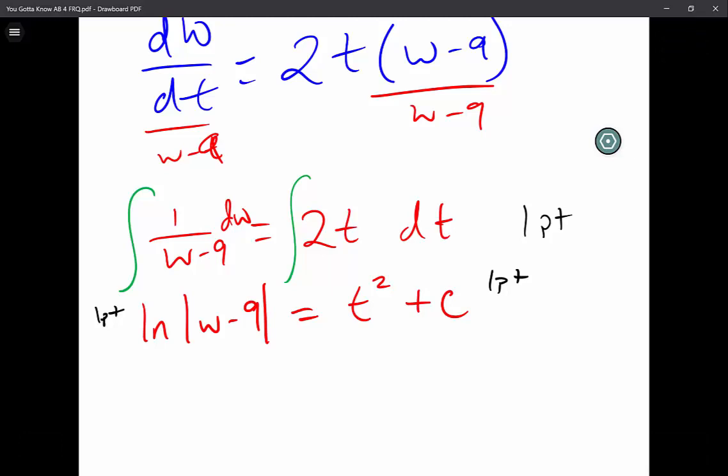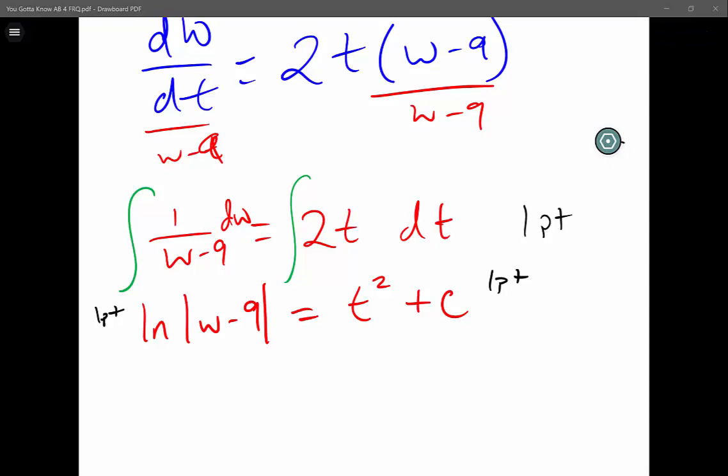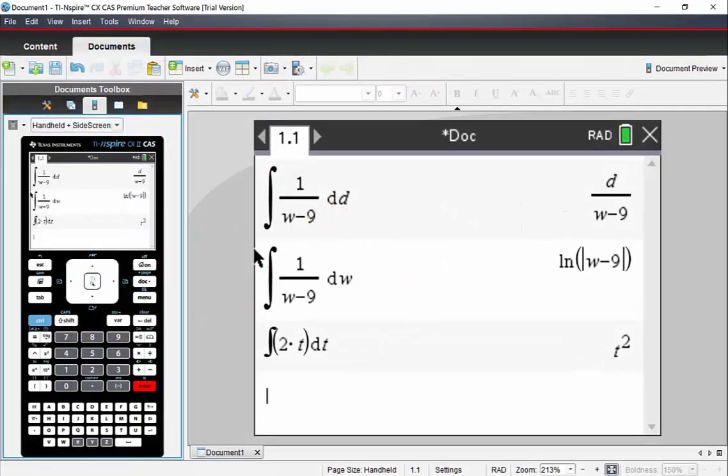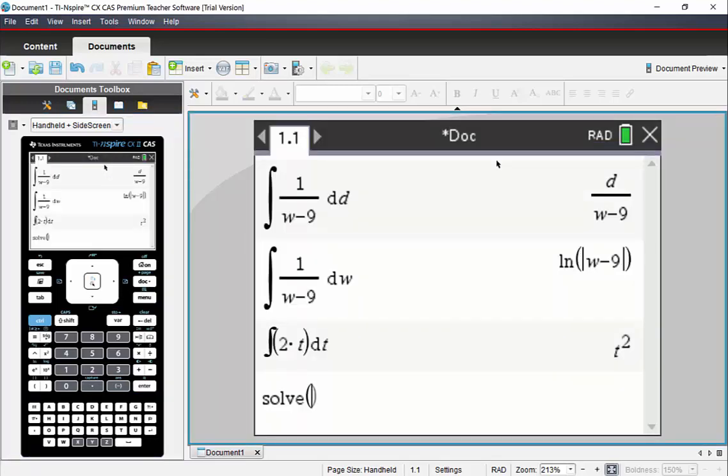Next is to solve. And this we can actually solve one of two ways. We can use the whole differential equation thing that I showed on Saturday, or we can just use the solve button. Right now, by hand, we want to do as much as we can by hand, but I'm going to use my calculator to figure out what I'm trying to get to. So one option is to go to menu, and I didn't show this on Saturday, but it works the same way. Menu, algebra, solve, and grab ln of w minus 9 equals t squared, but we need t squared plus c. Make sure we have that plus c, and then we're trying to isolate for w.